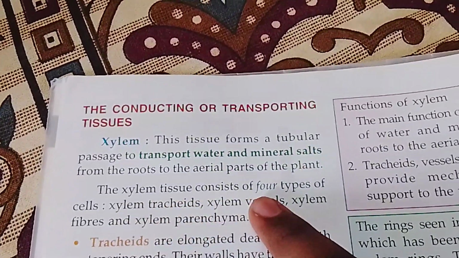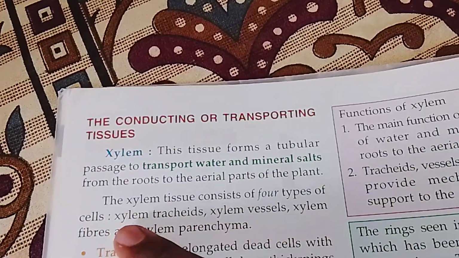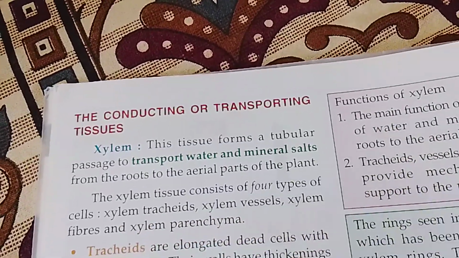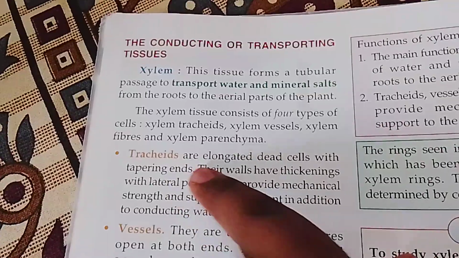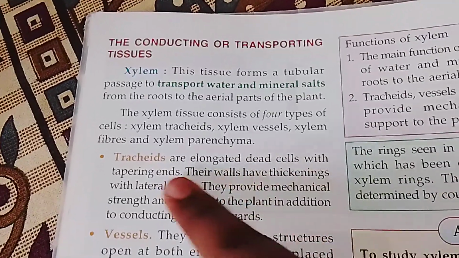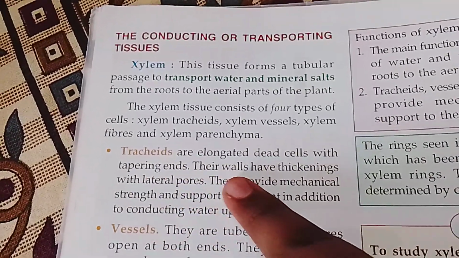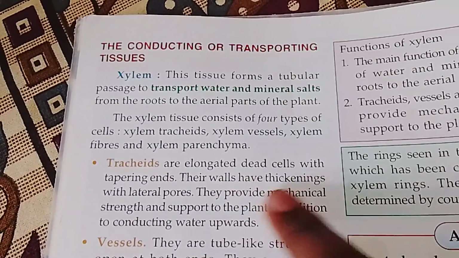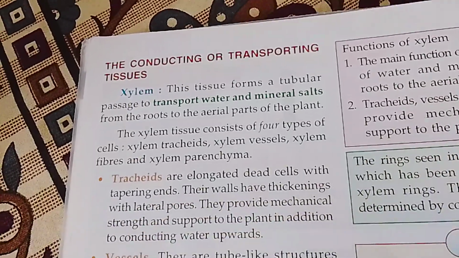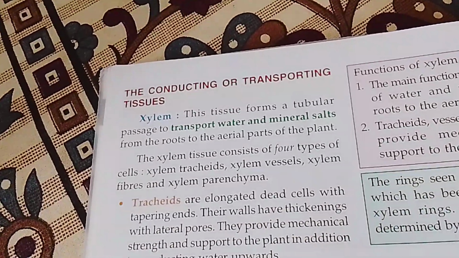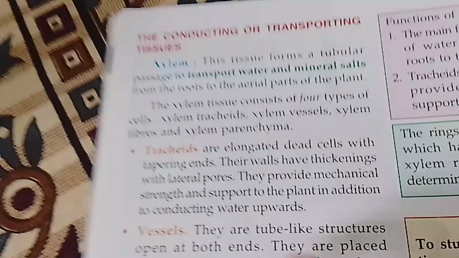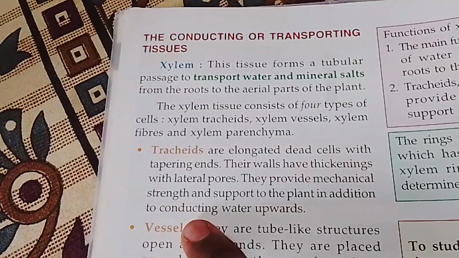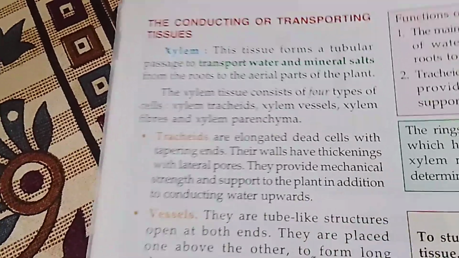The xylem tissue consists of four types of cells: xylem tracheids, xylem vessels, xylem fibers, and xylem parenchyma. Tracheids are elongated dead cells with tapering ends. Their walls have thickenings with lateral pores. They provide mechanical strength and support to the plant in addition to conducting water upwards.